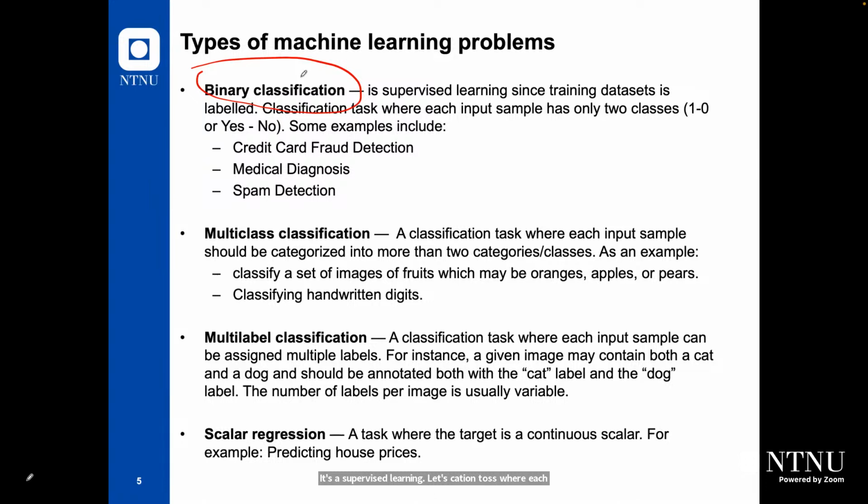It could be 0 and 1, no and yes, for example. So examples, it could be medical diagnosis. Someone has COVID, someone does not have COVID. So it's a binary classification problem. Spam detection. This email is a spam or ham, for example. It's a binary classification problem. Credit card fraud detection, right? So it's a binary classification problem. And so on.